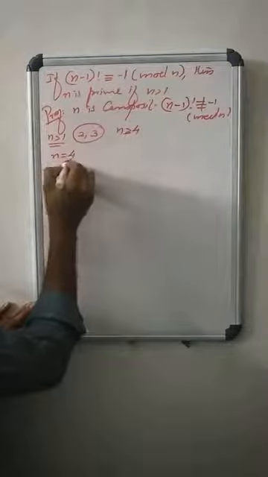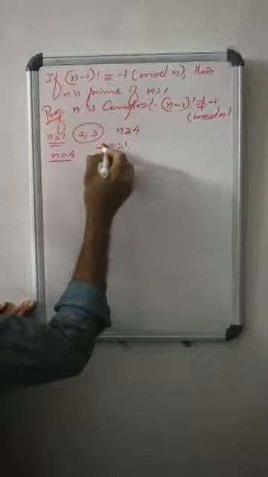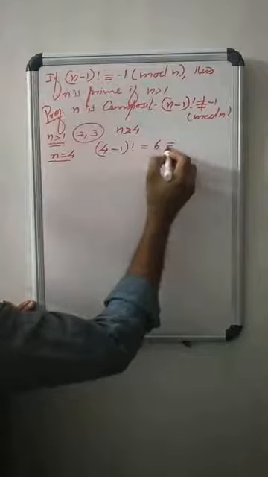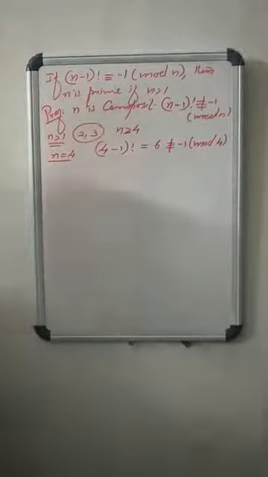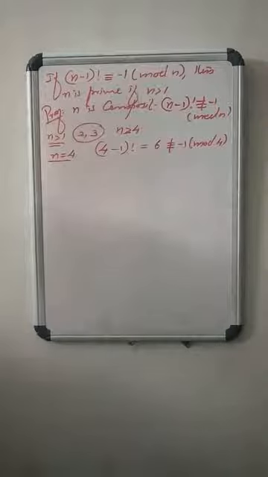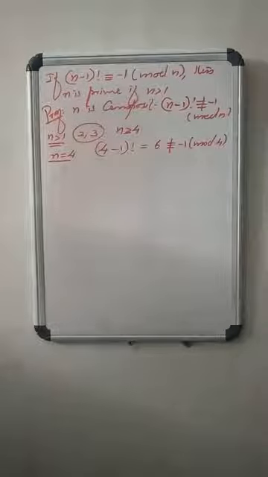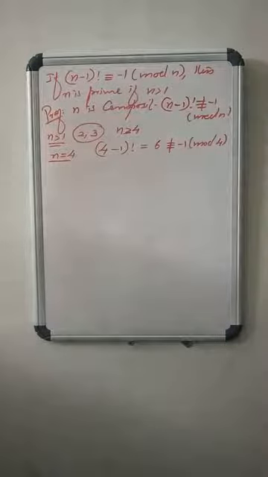If n equals 4, what happens? What is (n-1)!? When n equals 4, (4-1)! is 3!, which is 6. 6 is incongruent to -1 mod 4. So when n equals 4, n is composite and (n-1)! is incongruent to -1 mod n.